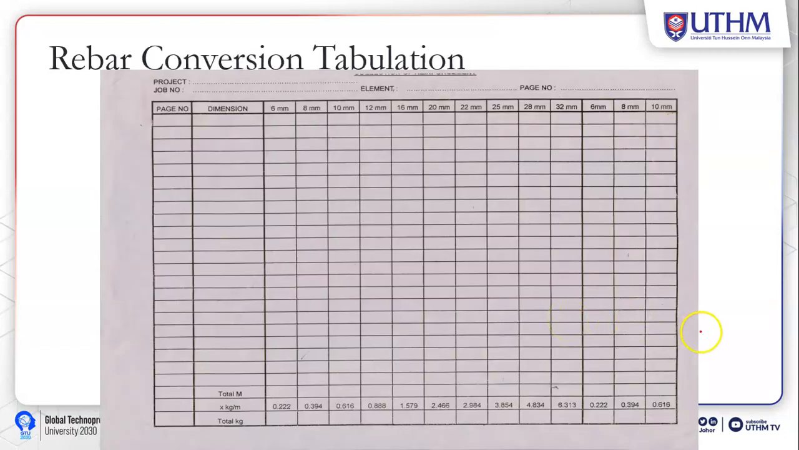Next is the rebar conversion tabulation. This one is the summary of all steelwork calculation. At the end of our calculation, we will get the kilogram unit. I will explain in detail when we do the quantity measurement for reinforcement bar.